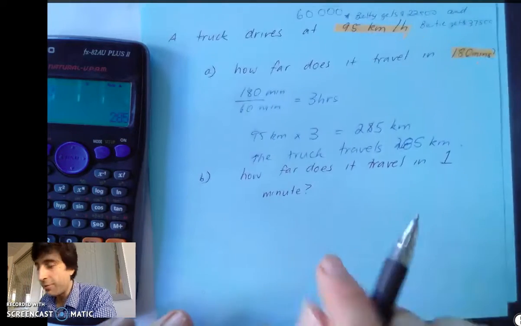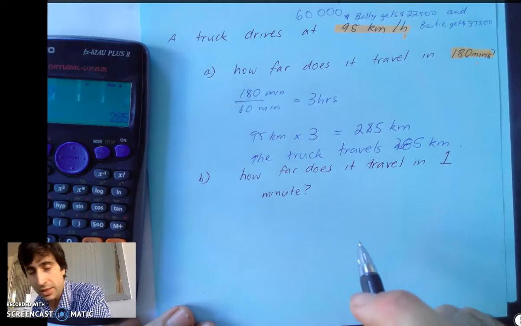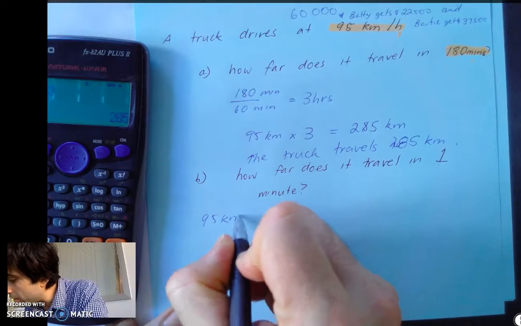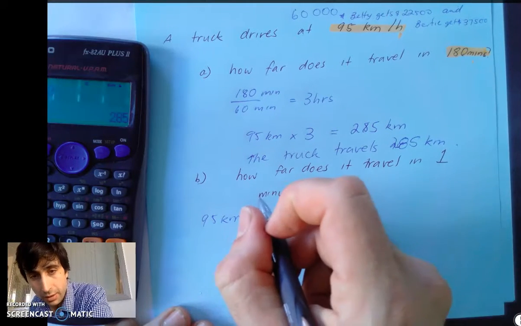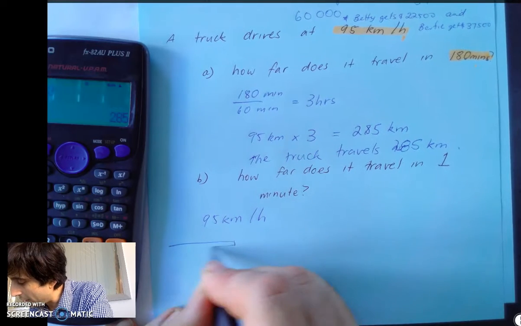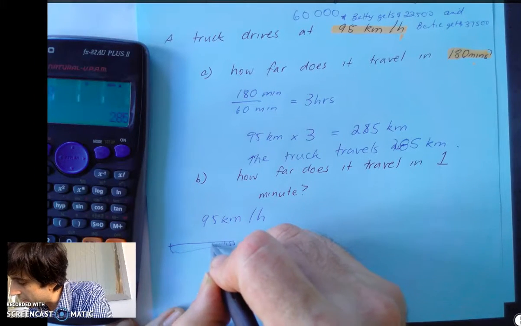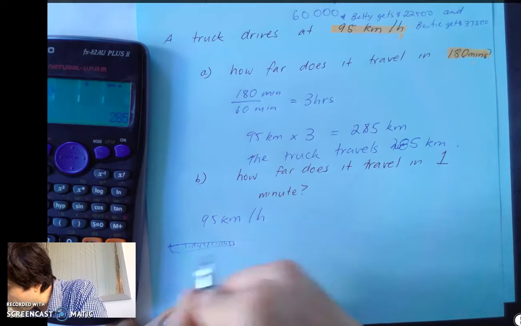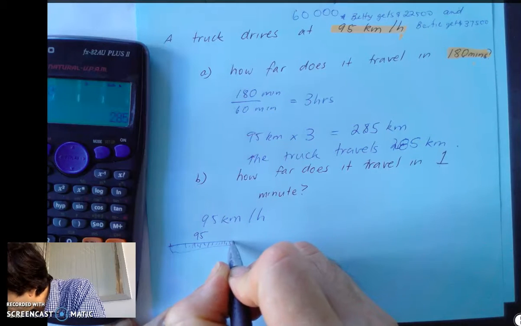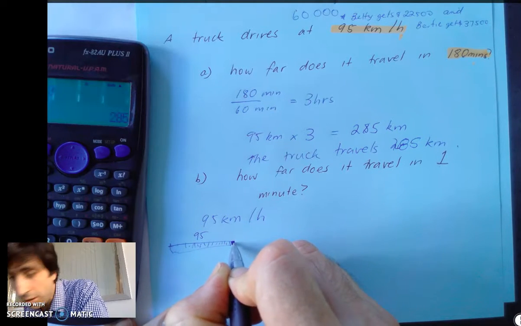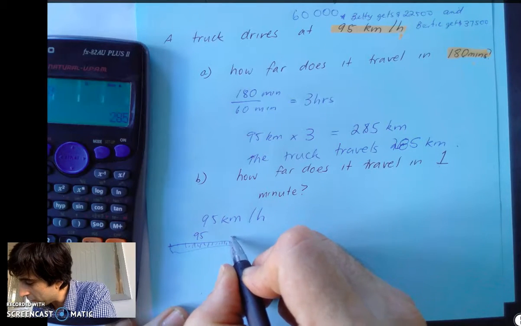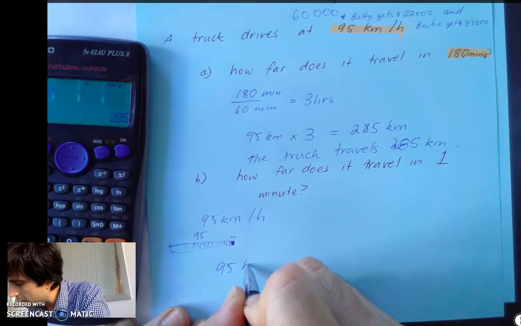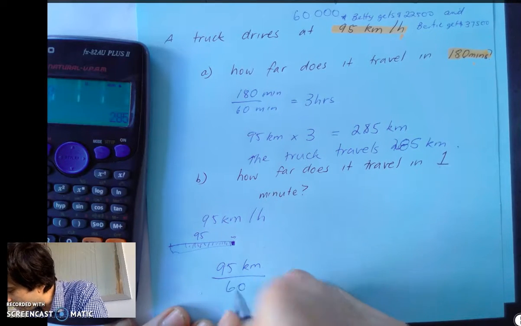And then the next question, well, how far does it travel in 1 minute? Now, there's a couple of different ways that we can do this, but I would think that we should convert 95 kilometres per hour into minutes. Now, if you think, if this is 1 hour and there are 60 minutes in an hour, well, then you would think, if this is 95 kilometres in 1 hour, the distance it travels in one tiny little bit would be a heck of a lot smaller. So we would divide, and we get 95 kilometres divided by 60.